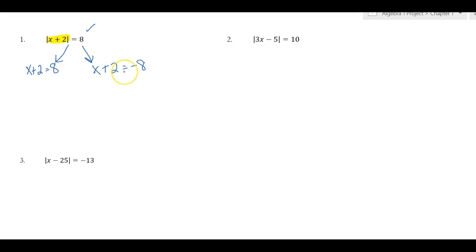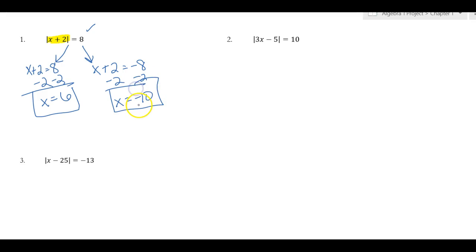So again, I only change the answer. So to get rid of a +2, I'm going to subtract 2. And so x is 6. And to get rid of a +2 here, I subtract 2. So x is -10. So those are my two answers.